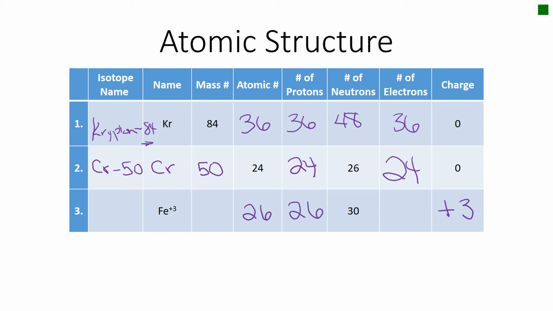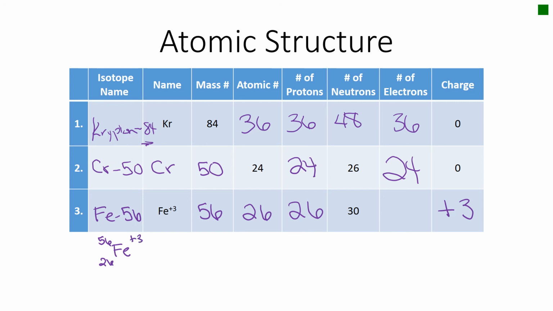Now my mass number is protons plus neutrons. So I'm going to take 26 plus 30. That is 56, which means I can fill in my isotope name of Fe-56. Another way you could have written it is 56 Fe. That would be the mass, that would be the symbol, 26 is its atomic number, and then because it has a charge, you would write it there. That's another way you could have written it.